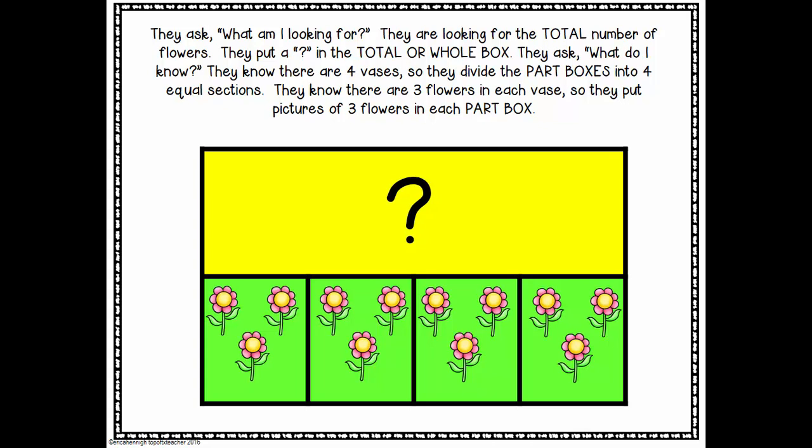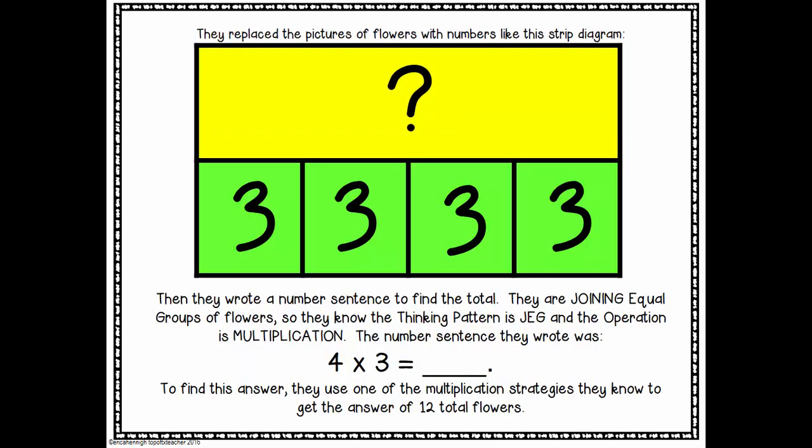They know there are 4 vases, so they divide the part boxes into 4 equal sections. They know there are 3 flowers in each vase, so they put pictures of 3 flowers in each part box. They replaced the pictures of flowers with numbers like this strip diagram. Then they wrote a number sentence to find the total. They are joining equal groups of flowers, so they know the thinking pattern is Jag and the operation is multiplication.